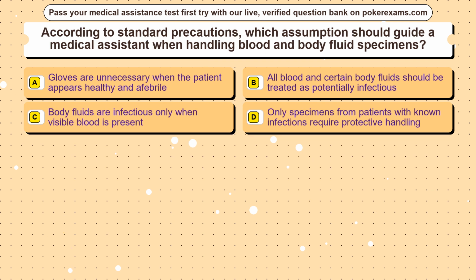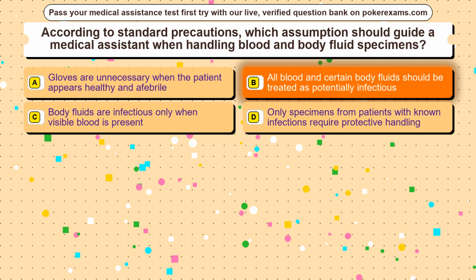Question 80. According to standard precautions, which assumption should guide a medical assistant when handling blood and body fluid specimens? Option A. Gloves are unnecessary when the patient appears healthy and afebrile. Option B. All blood and certain body fluids should be treated as potentially infectious. Option C. Body fluids are infectious only when visible blood is present. Option D. Only specimens from patients with known infections require protective handling.